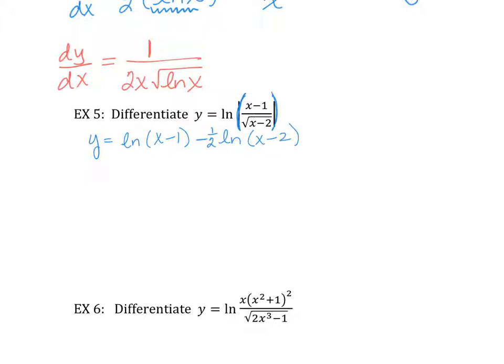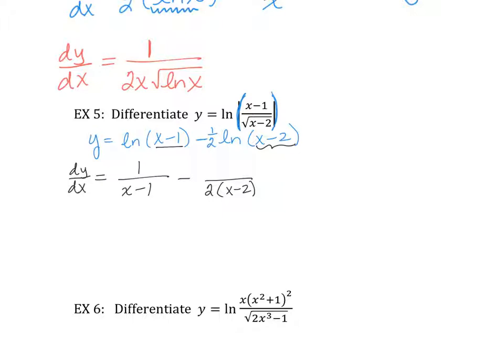Now taking the derivative, let's take the derivative. dy dx, just do them individually. The natural log of x minus 1, that's my u, so x minus 1. The derivative on top, so the derivative of x minus 1 is 1, minus, I'll put my fraction. Now the 1/2 is going to come along for the ride, so I'll just put the 2 there. My u is x minus 2.